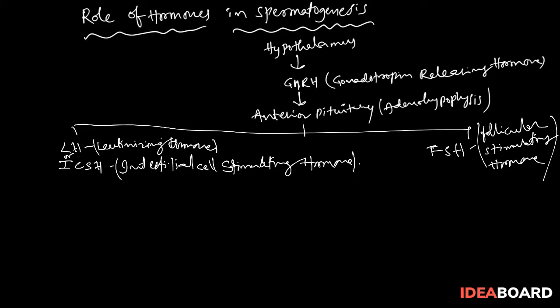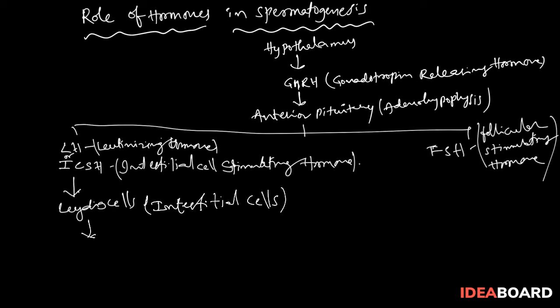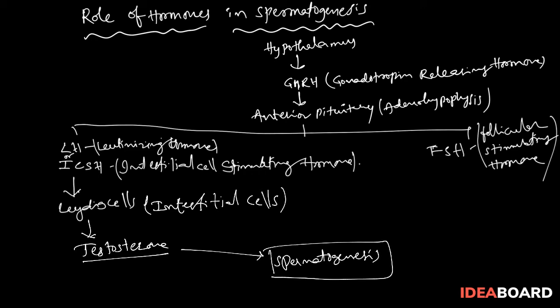This LH or ICSH will give stimuli to the Leydig cells, the interstitial cells. These Leydig cells, after getting stimulation from the LH or ICSH, will produce the hormone testosterone. This hormone testosterone is useful for the spermatogenesis process. Next, this testosterone hormone is called male androgen.